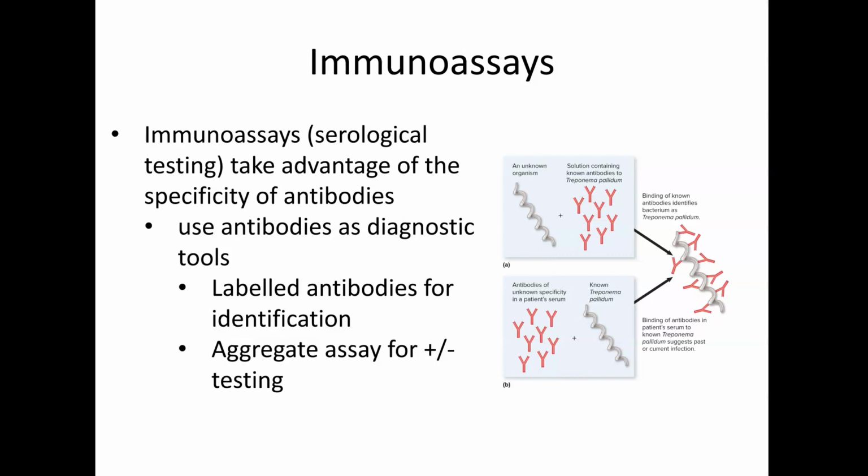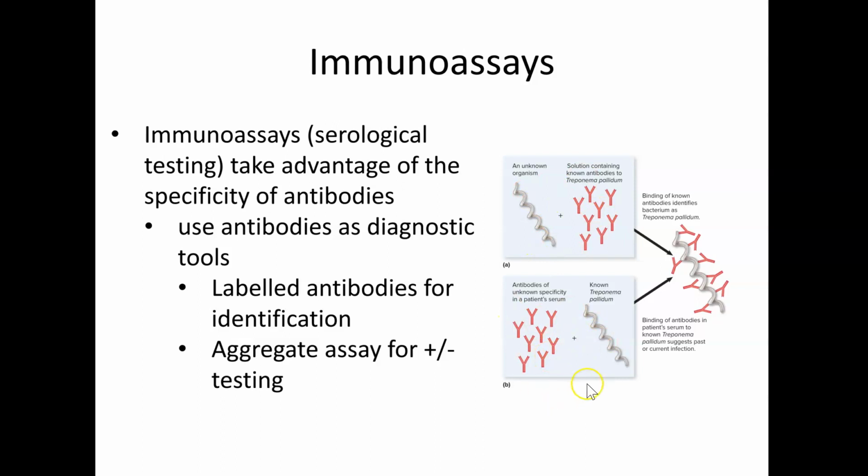So here's an example. Here we have an organism, and we don't know necessarily what this organism is, but we know that we have some antibodies, like in a lab. This one is not necessarily in a person, in a lab, that are specific for Treponema pallidum. This is the causative agent of syphilis. Now, so this is situation A.